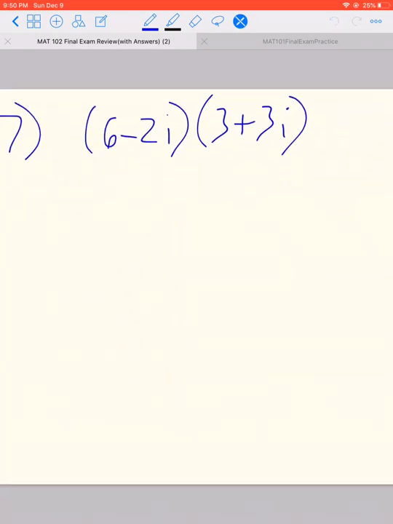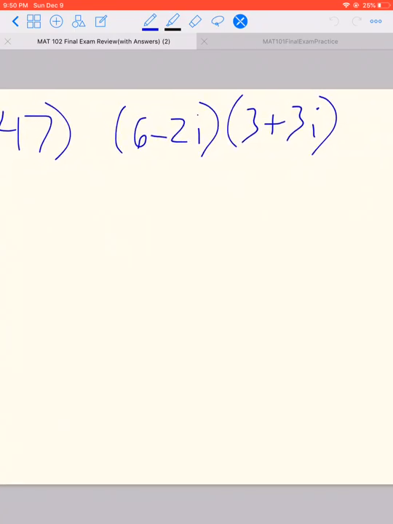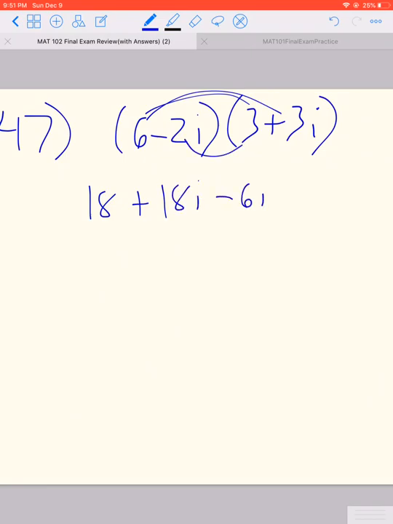Let's take a look at number 47. This is multiplication of two complex numbers. To do this, we're going to FOIL. 6 times 3 is 18. 6 times 3i is 18i. Negative 2i times 3 is negative 6i. And then negative 2i times 3i would give us a negative 6 with an i squared.